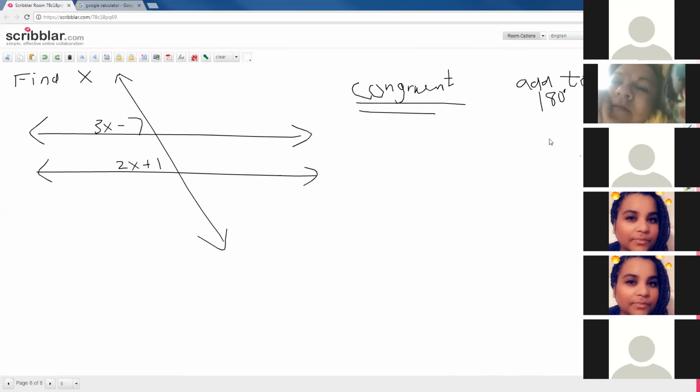So when things were congruent, how did we set up our equation? What does congruent mean as a math symbol? Because supplementary, adding to 180, meant put a plus sign, then an equal 180. Congruent. What math symbol do we use for congruent?